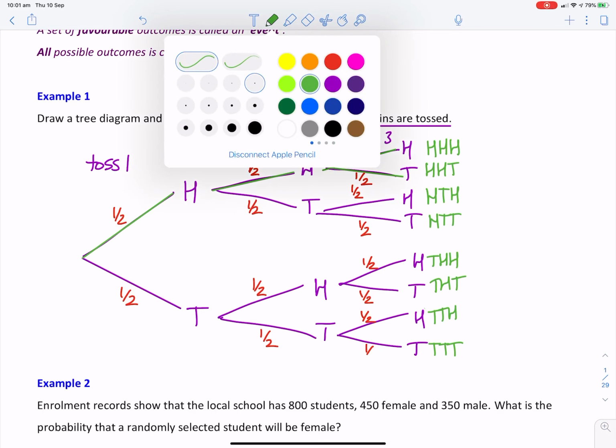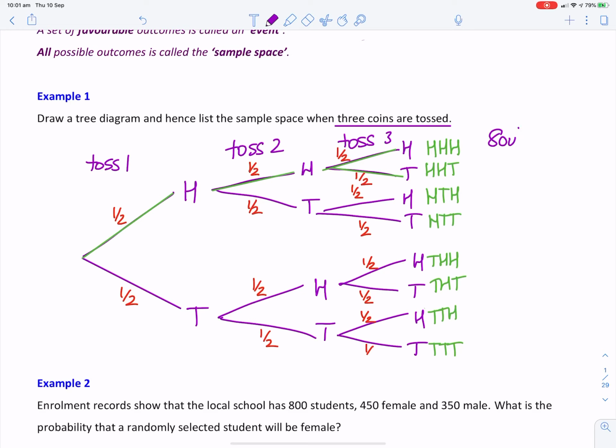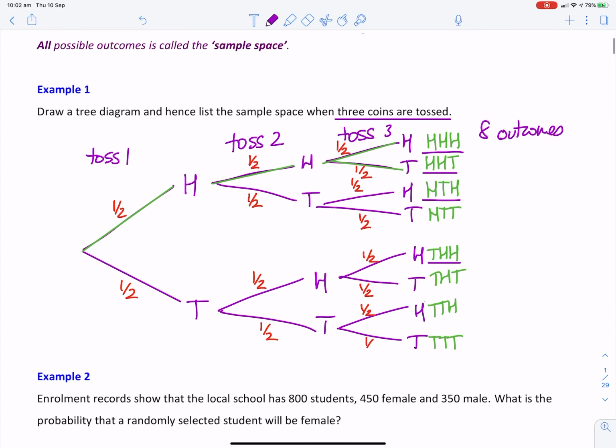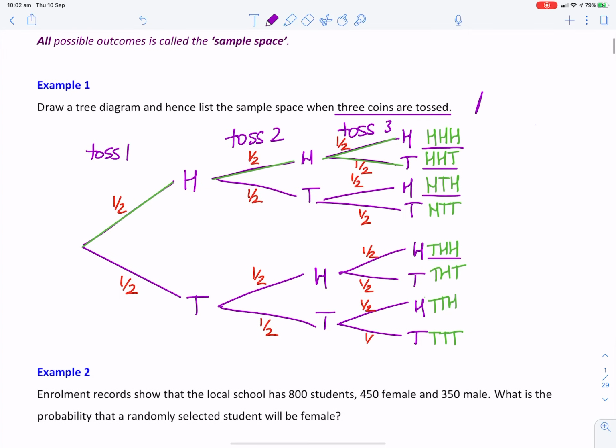What you'll notice is we have 8 outcomes. Now, in those 8 outcomes, we've got 3 heads. We've got 2 heads and a tail, 2 heads and a tail, 2 heads and a tail. So when it's a discrete random variable, what we're doing is we're assigning a value to x.